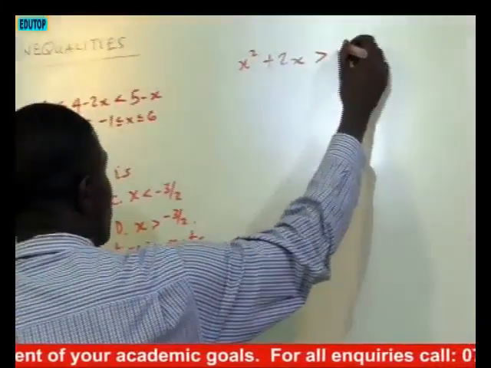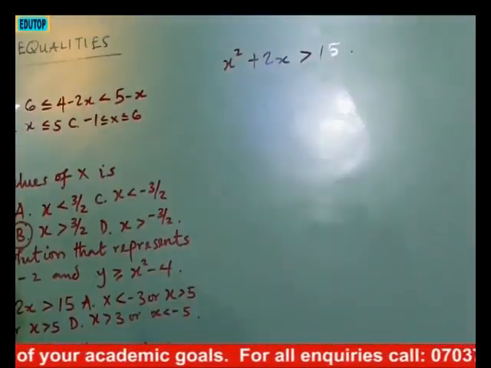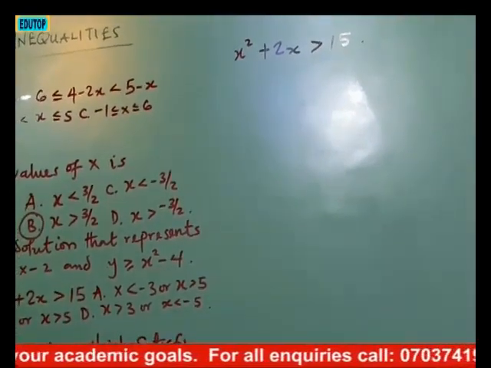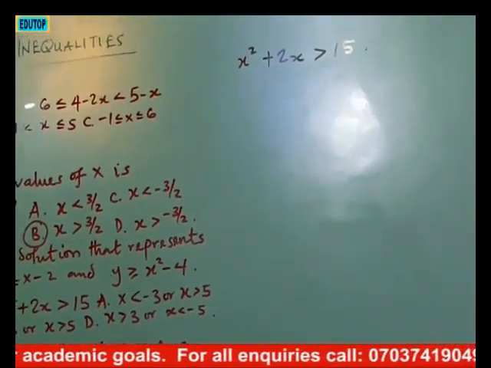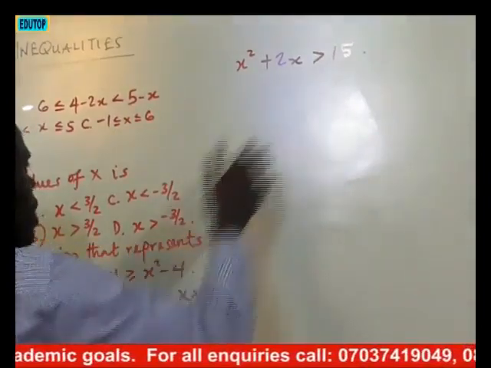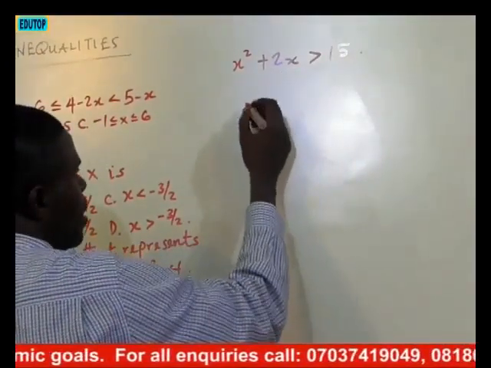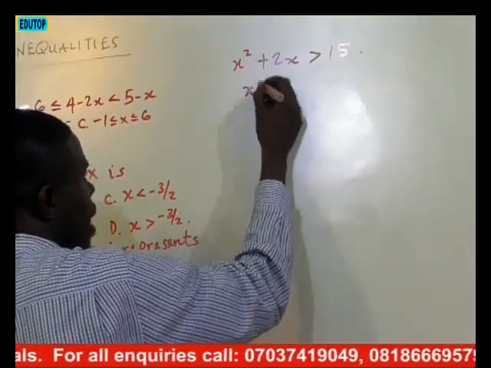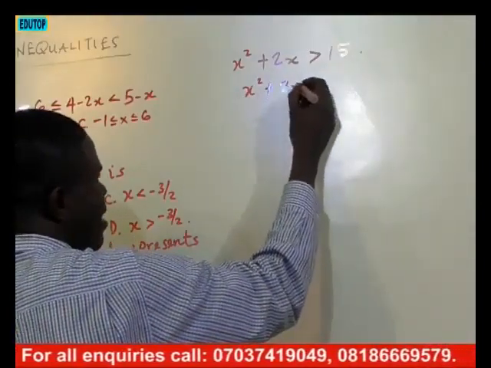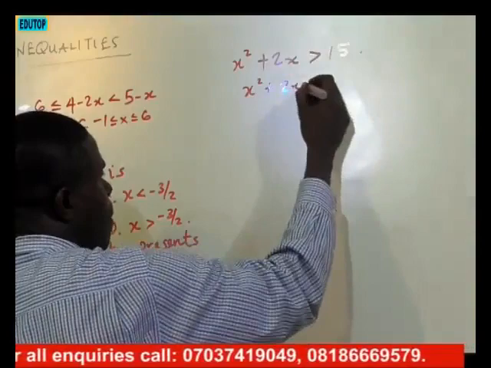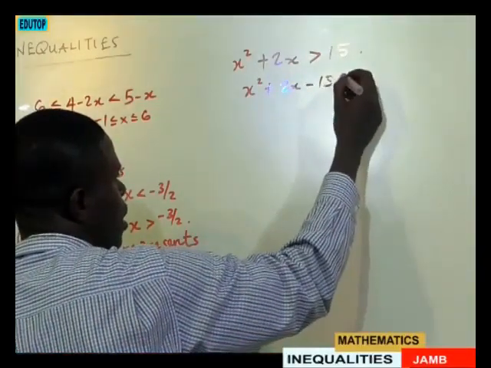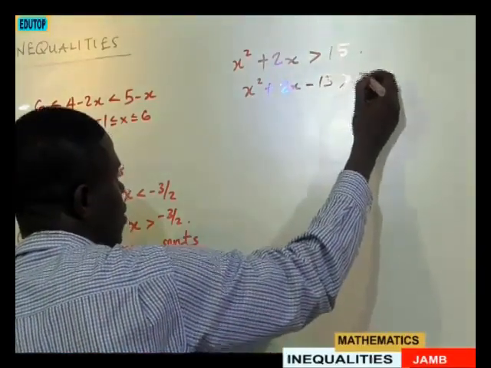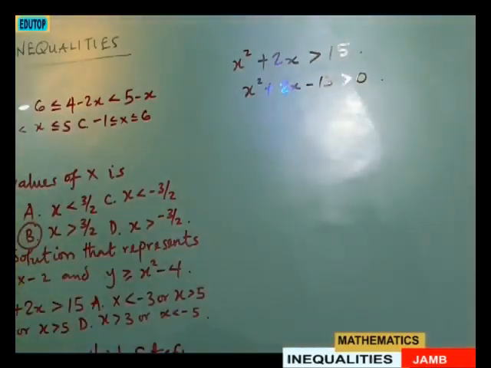So it is your duty to bring it back to normalize the quadratic inequality. In this situation, what we need to do here is to transfer this one back. By so doing, this one appears like an equal sign. So we have x squared plus 2x minus 15 greater than 0. So that is what we're going to have there.